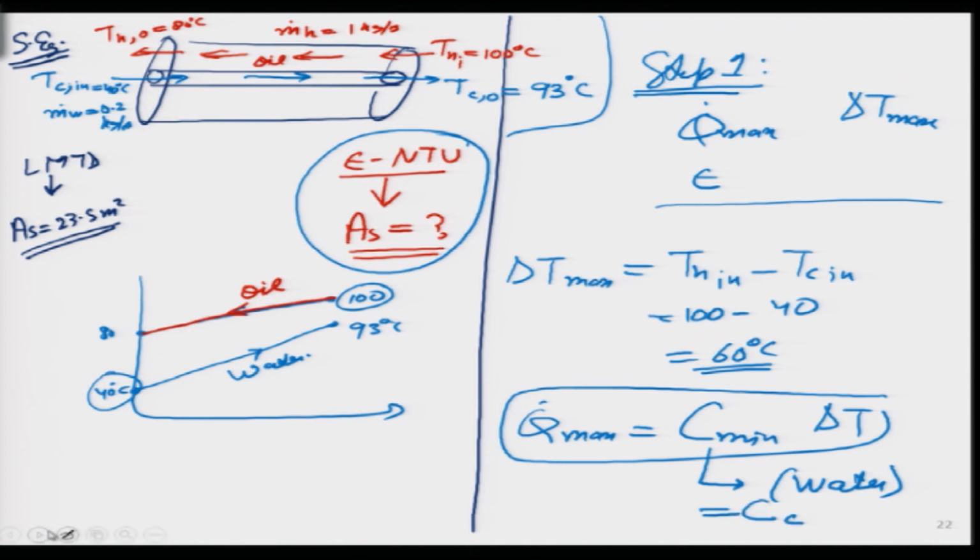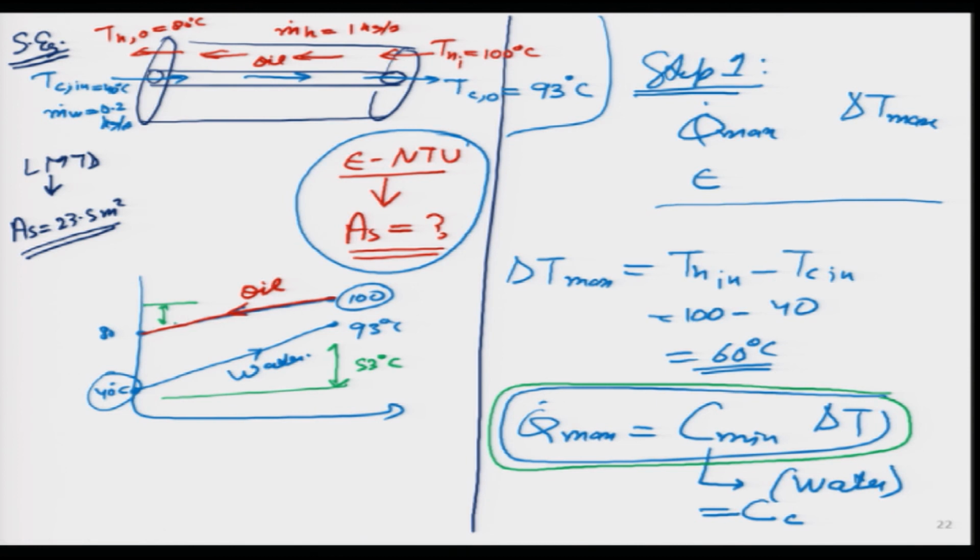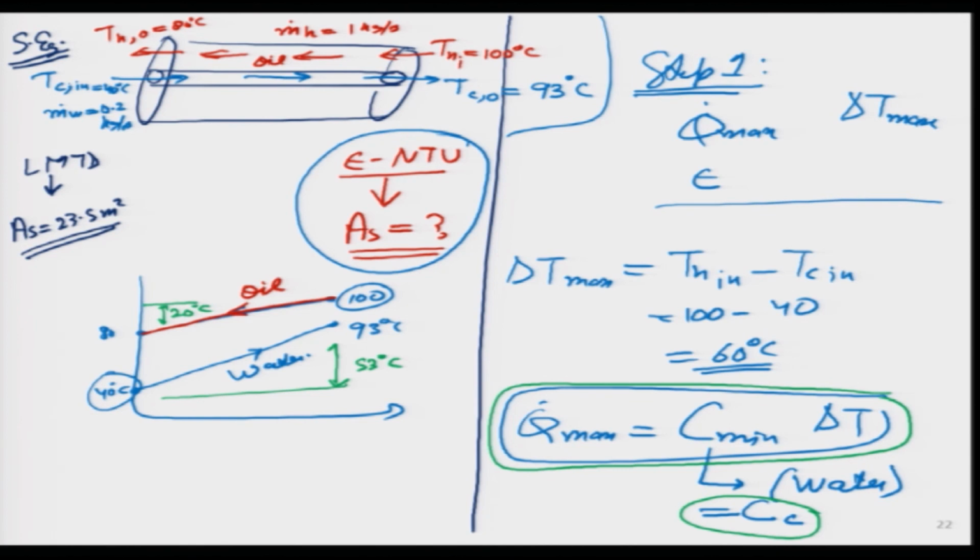Can I say that? I hope the students are able to figure this out by themselves. Why have we done it quickly? Because here the temperature difference in water is 93 minus 40, which is 53 degrees. In oil, the temperature difference between inlet and outlet is only 20 degrees. So, looking at the temperature differences, a huge heat capacity of oil must be there. That is why its delta T is less. Water's delta T is high, which means the water heat capacity C_c must be low, and that is what I have written over here: C_c is the one which I will take as C_min.